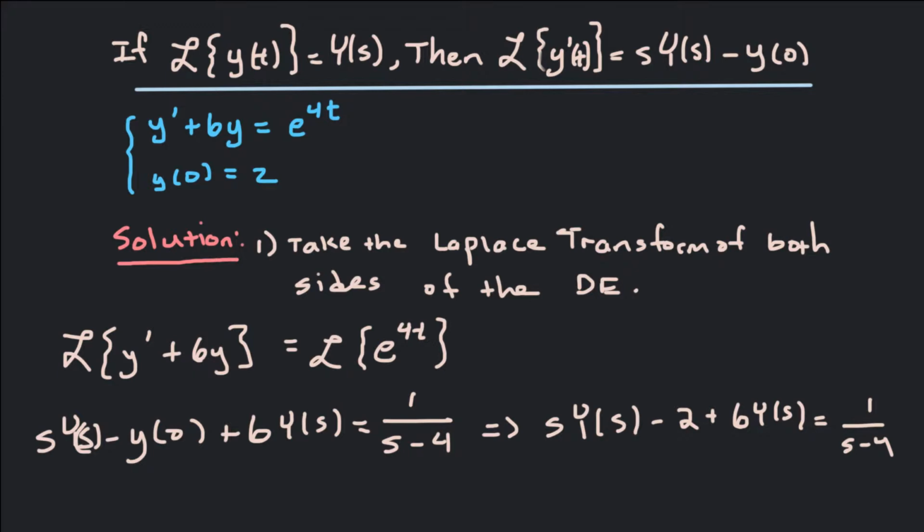Now what we're going to do is isolate Y of s. So now step 2: isolate Y of s, capital Y of s. Capital Y of s is the Laplace transform of the solution. So if we can isolate Y of s and then take the inverse transform, we'll get back to y of t.